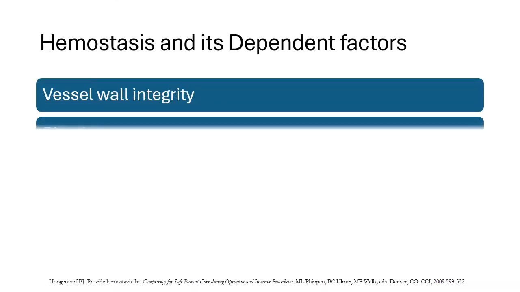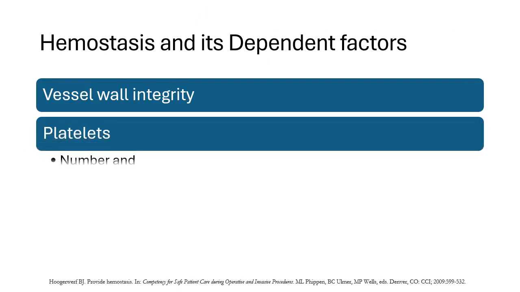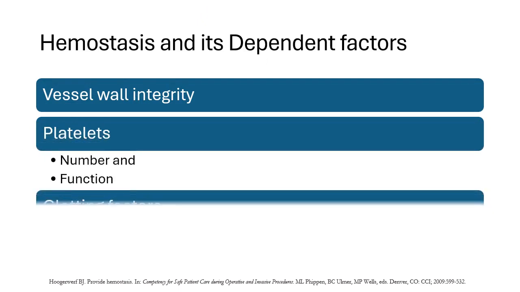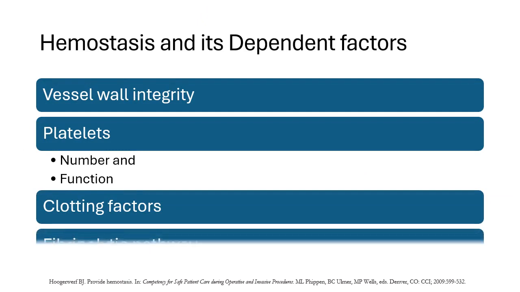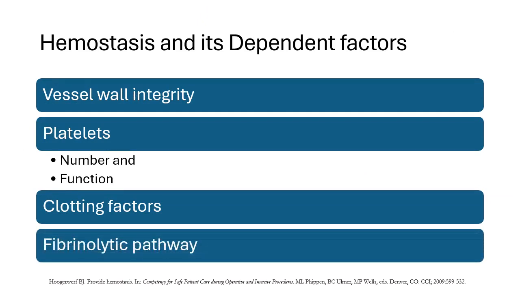There are certain dependent factors for hemostasis, such as the vessel wall integrity. This gets compromised with major trauma or laceration. There has to be an adequate number of platelets, not less than normal. The normal platelet count has a value of 150,000 to 400,000 per microliter. And the proper functioning of platelets is also very important. The adequate levels of clotting factors is very important.